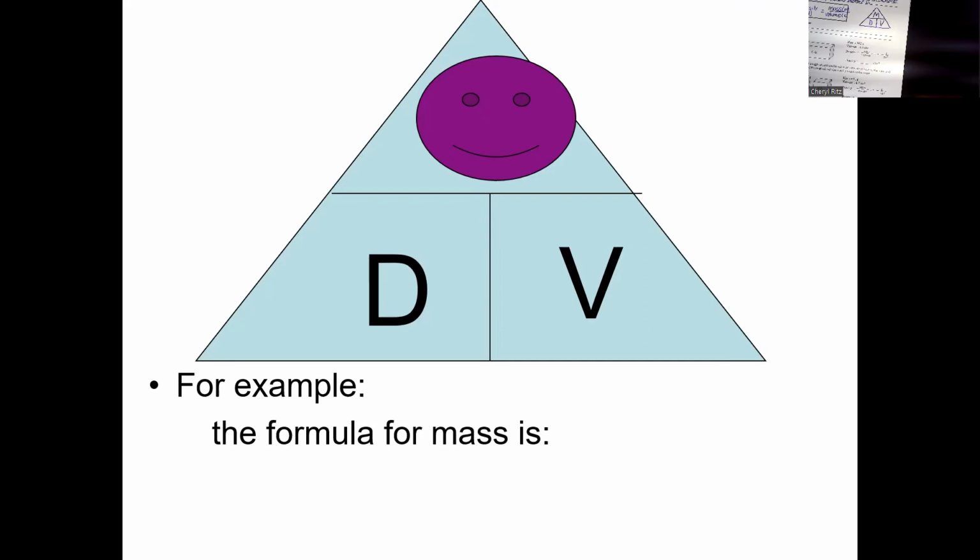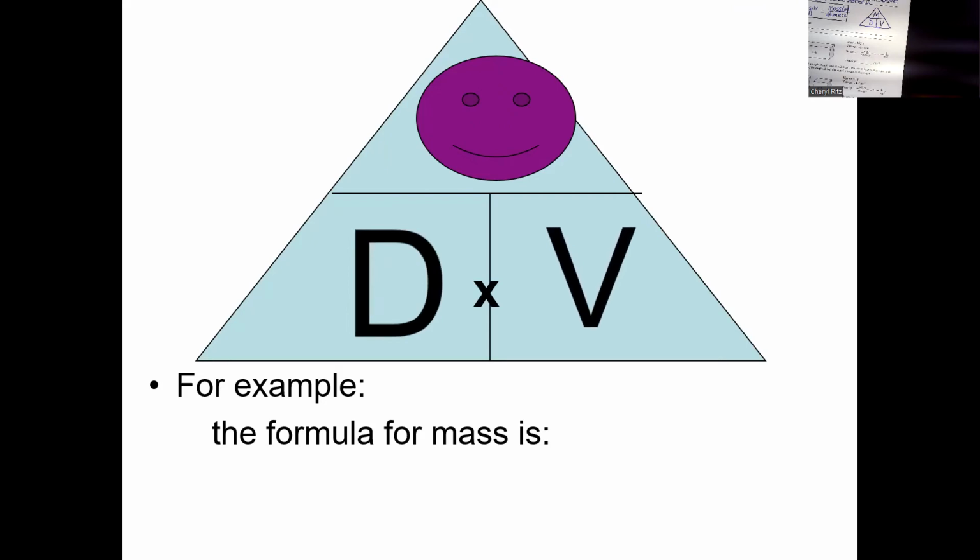So if you cover up the M, you're left with the bottom floor, D next to V. In math class, when two variables are just right next to each other with no sign in between them, that means multiplication. So D times V equals the mass, because that's the one we covered up.